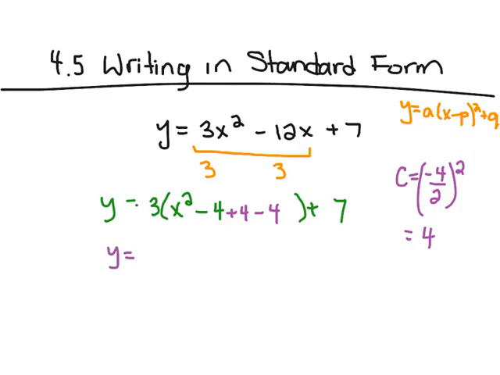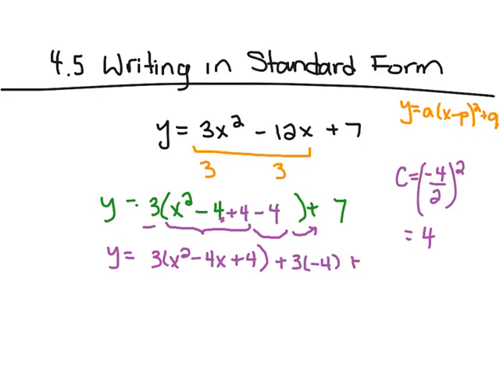Now we have y equals, I want to rewrite it as this first, 3(x squared minus 4x plus 4). Now to move this negative 4 outside of the brackets, we still have to remember to multiply it by 3. So we have plus 3 times negative 4, plus 7. So now we've just arranged it differently. Now we're going to factor this.